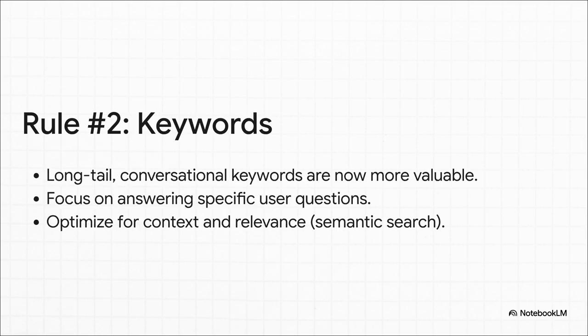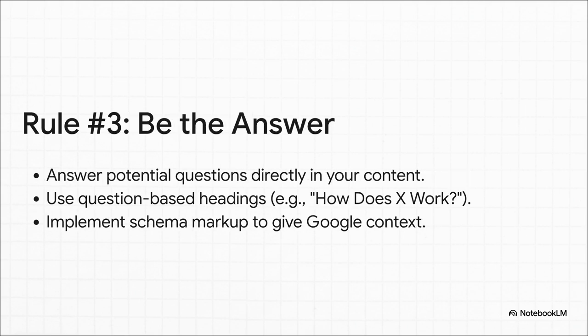Rule number 2, your keyword strategy needs a serious update. Think about it. People are asking Google questions like they'd ask a person, so those long conversational keywords, they're suddenly gold. It's less about stuffing a single keyword in and more about understanding the whole context and actually answering the specific questions people have.